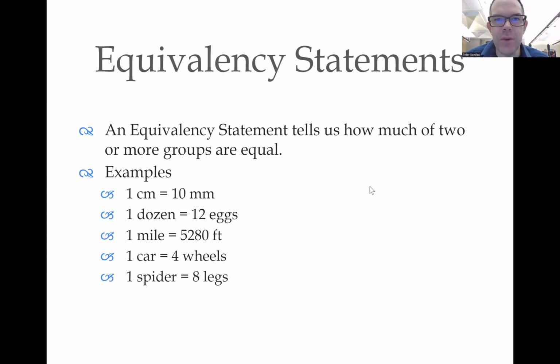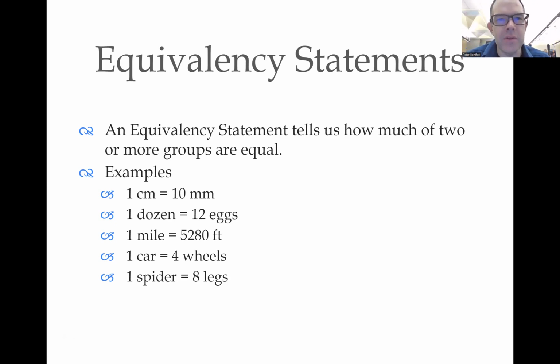Okay, so as a reminder, equivalency statements are anything that tells you that two things are equal. One dozen is the same as 12, like 12 eggs or 12 donuts or whatever, right? 1 mile is equal to 5,280 feet. One car has four wheels, one spider has eight legs. You can use these statements to translate between those things. If you know you have 16 legs, you can figure out you have two spiders. If you have five cars, you can figure out you have 20 wheels.